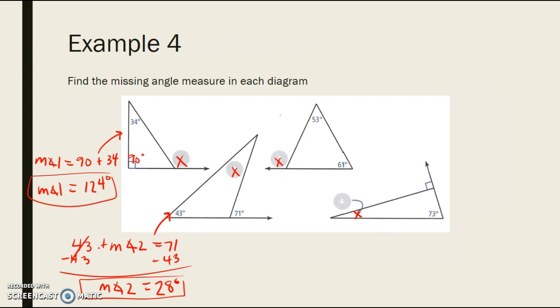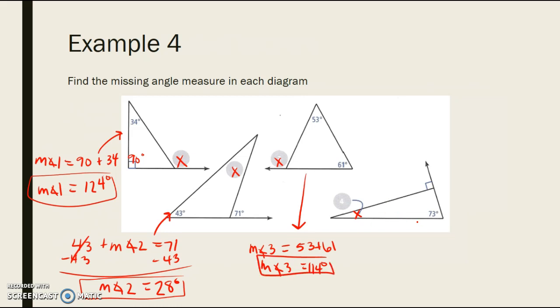So again, I'm just setting up that same interior angle plus interior angle equals that exterior angle. So here, our angle 3, we're going to have the measure of angle 3, which is our exterior, has to be equal to 53 plus 61. And so the measure of angle 3 will have to equal 114 degrees.